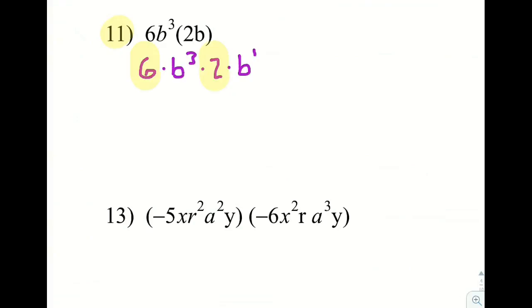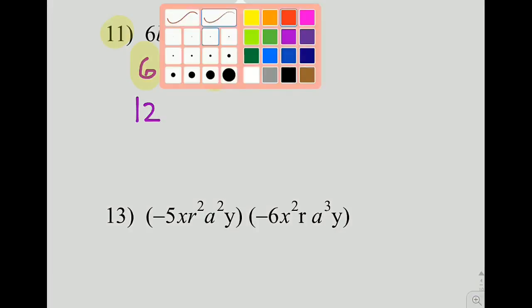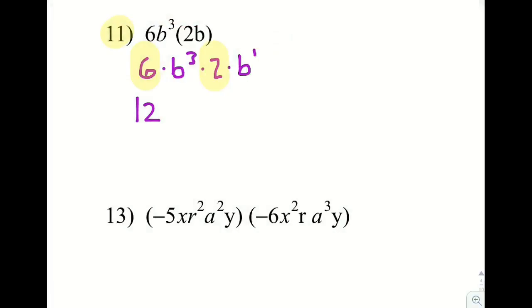So I have a 6 times a 2, and 6 times 2 is 12. So I'm going to write that out front. Then I have b to the third times b. And I know the temptation is to see 3 times 1 and say the answer is 3, but let's go ahead and write this out. B to the third, if I were to cross it out and write out at the end what it really is, it's b times b times b. And each of those is really a b to the 1.